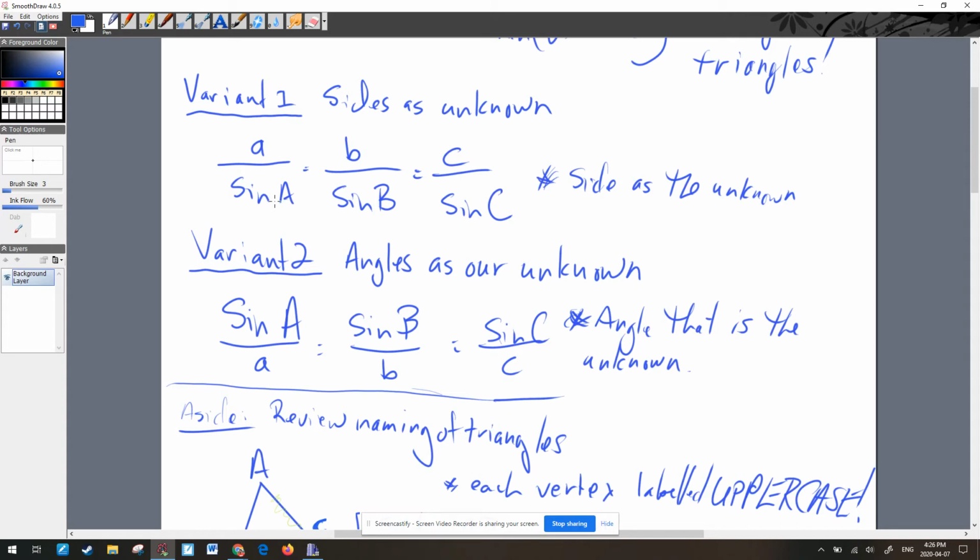So what this would mean on these trig ratios, and these are also trig ratios sort of, what we're going to have is the side lengths in the numerator, because the lowercase letters, which represent side lengths, are in the numerator. Whereas down here, the uppercase letters are in the numerator. So those are the angles that are in the numerator.